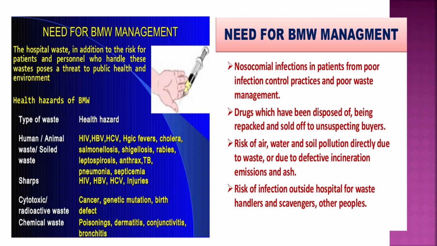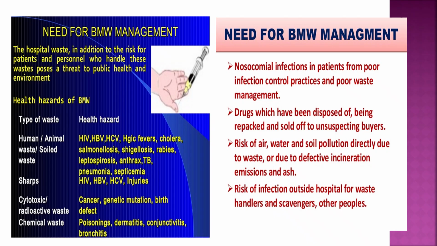So human or animal waste or soiled waste can give infections like HIV, hepatitis B, hepatitis C, hemorrhagic fevers, cholera, salmonella infection, shigella infection, then rabies, leptospirosis, anthrax, tuberculosis, pneumonia, septicemia. So these are all associated with the human or animal waste or infected waste.